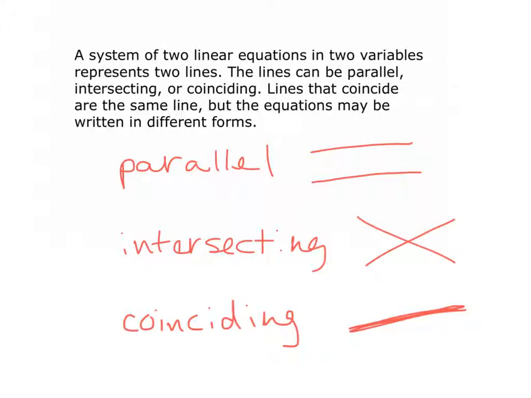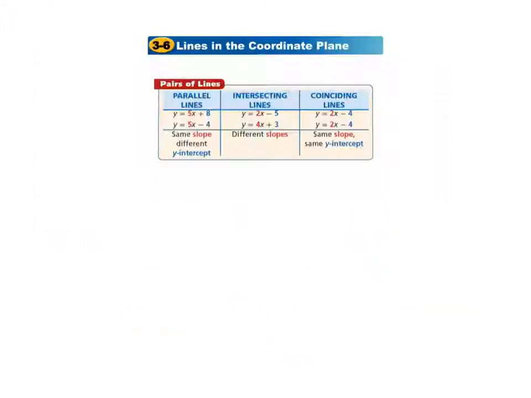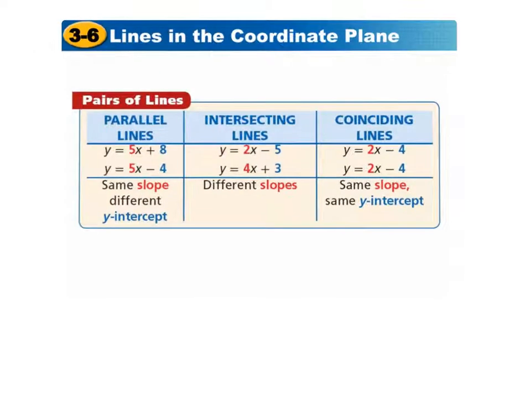So they're going to be the same line, but their equations might be written in different forms. Parallel lines are going to have the same slope, but different y-intercepts. Intersecting lines have different slopes, and coinciding lines have the same slope and the same y-intercept.